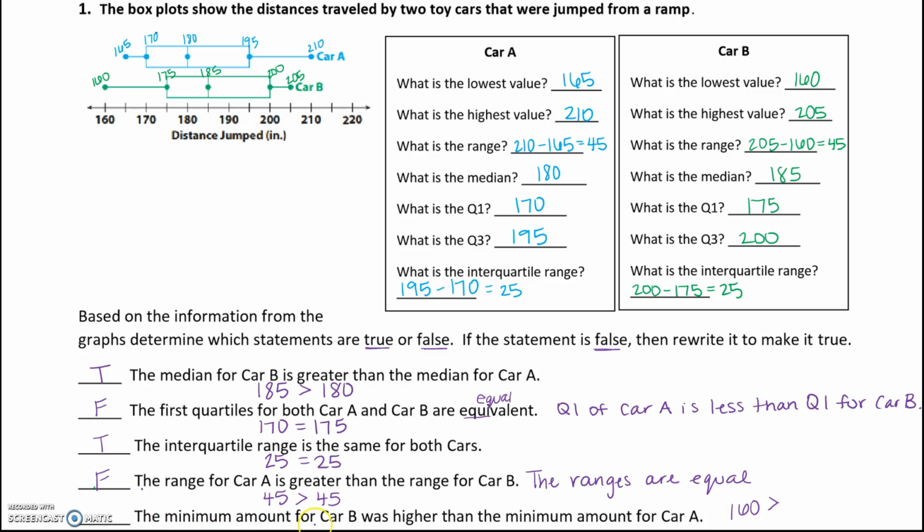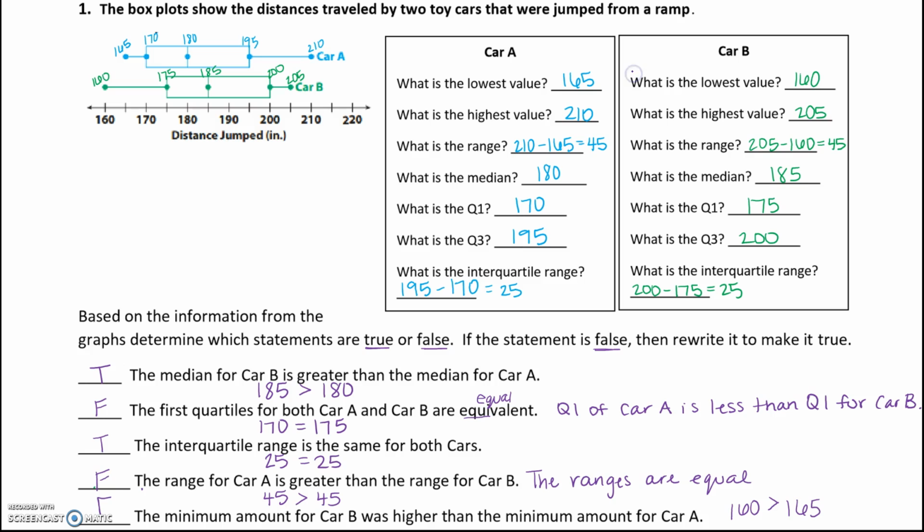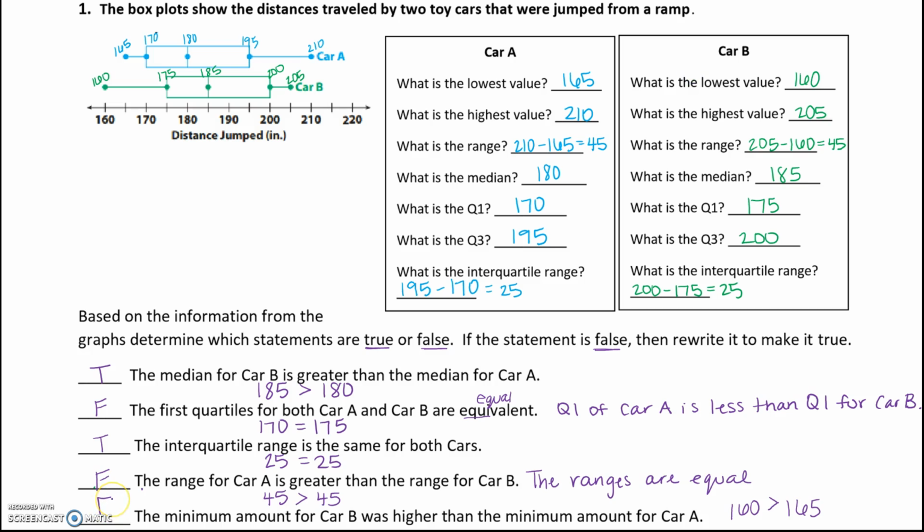It says the minimum amount for car B was higher than the minimum of car A. So the minimum of car B was 160, and it says it was higher than the minimum of car A, which was 165. Well, that's certainly not true. So I'm going to put false.